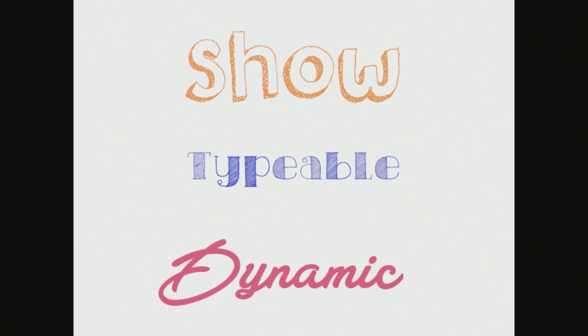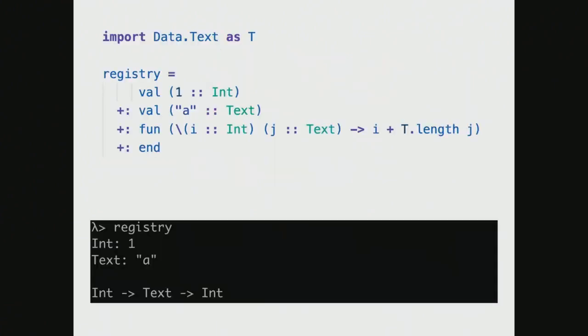That gives us one nice feature: you can create a registry with some values and one constructor and open GHCi and see what's inside the registry. You have the values, you have their types, and you have the list of all the constructors inside your registry.